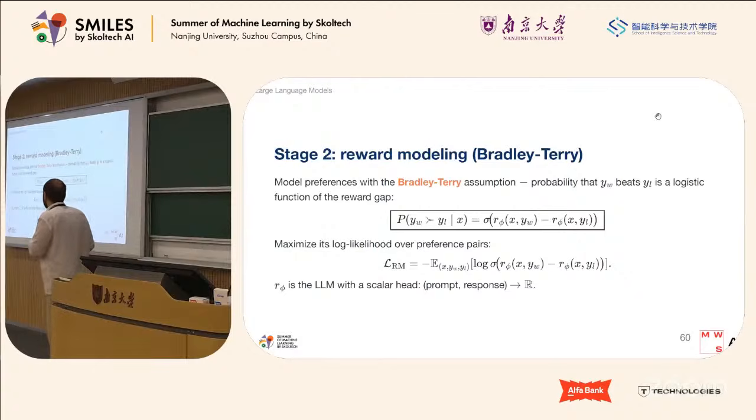Here we have the so-called Bradley-Terry model. The Bradley-Terry model is actually pretty simple. We have input X, we have two possible answers, and we want to say which answer is better, the first one or the second one. Bradley-Terry says that the reward difference between the first answer and the second answer should be maximized if we want the better answer to win. And this is how the reinforcement learning works.